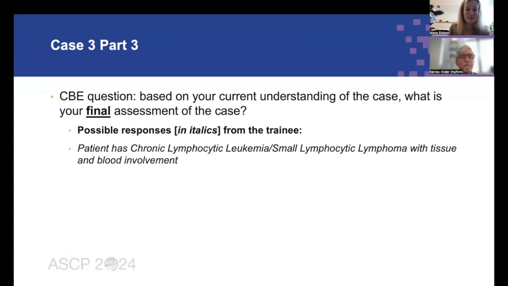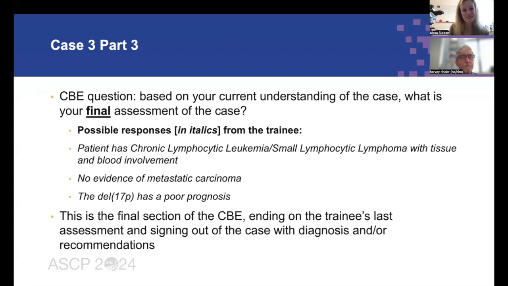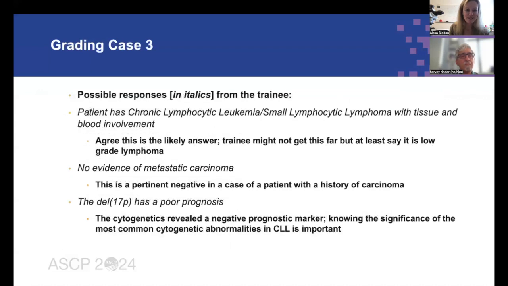So some possible responses from a trainee are that this patient has chronic lymphocytic leukemia, small lymphocytic lymphoma with tissue and blood involvement. They might make the assessment that there's no evidence of metastatic carcinoma, and maybe they would know that that 17p deletion is a poor prognostic indicator in CLL. So in this final section of the CBE, we would ask for these things to see what they would incorporate into signing out the case and making recommendations for our clinical team.